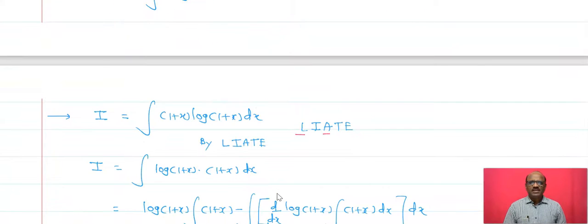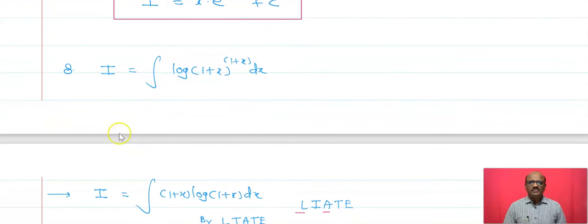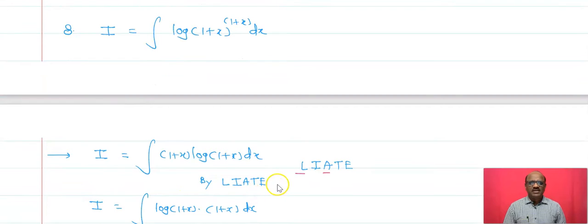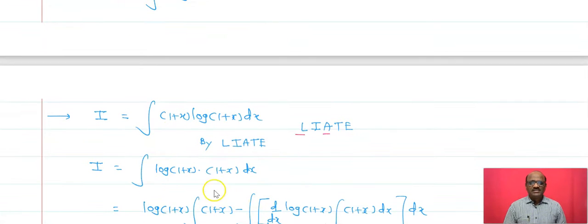Now next problem number 8. I is equal to integral of log of 1 plus x in bracket raised to 1 plus x dx. For this, practice of integration is very important. I is equal to integral 1 plus x log of 1 plus x dx, and I will now evaluate it. First of all, what about here? This is an algebraic and logarithmic function. Now the first function will be the logarithmic and the second is algebraic, which is 1 plus x.